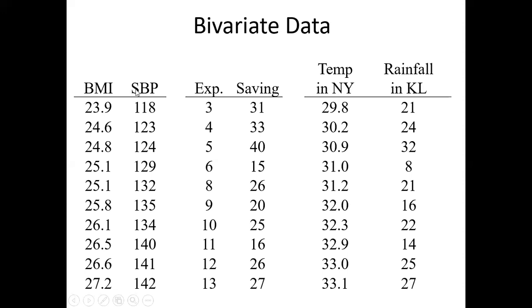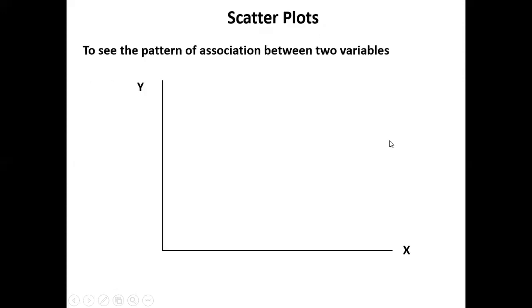For example, is it true the higher the BMI, the higher the BP? Is it true the higher the expenditure, the lower the savings? Is it true the higher the temperature in New York, the higher the rainfall in KL? We don't know how it works. So these are bivariate analysis.